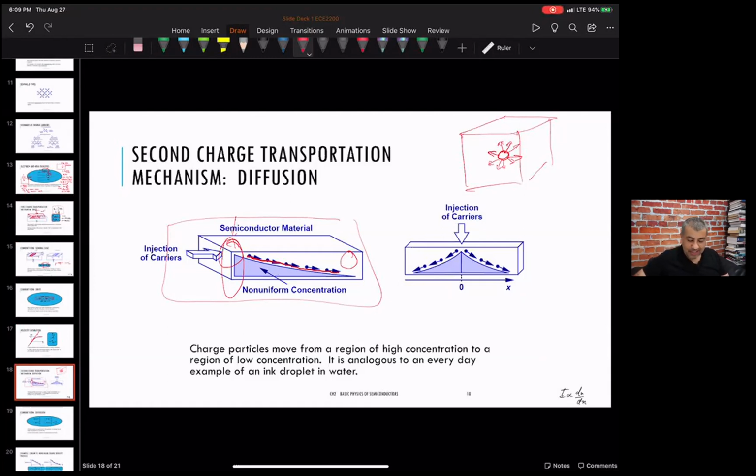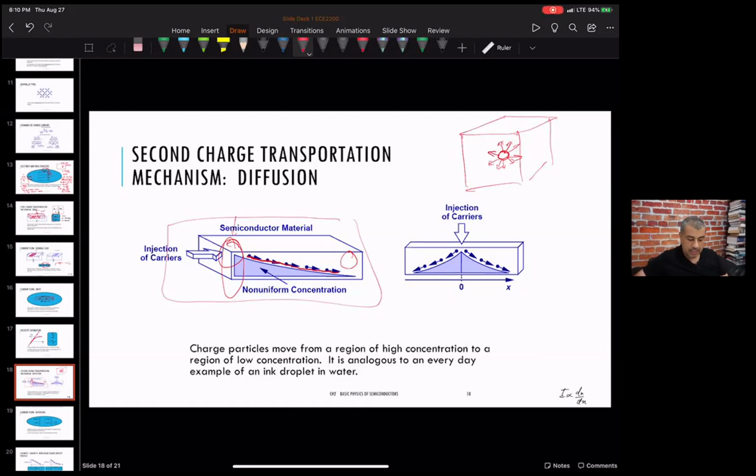So, drift and diffusion. The only thing you need to know, sorry to be a broken record here, but let's beat this thing to death: drift is a function of the electric field. The direction is set by the electric field. If there is no electric field, there is no drift. For diffusion, all that matters is there's a difference in carrier concentration.